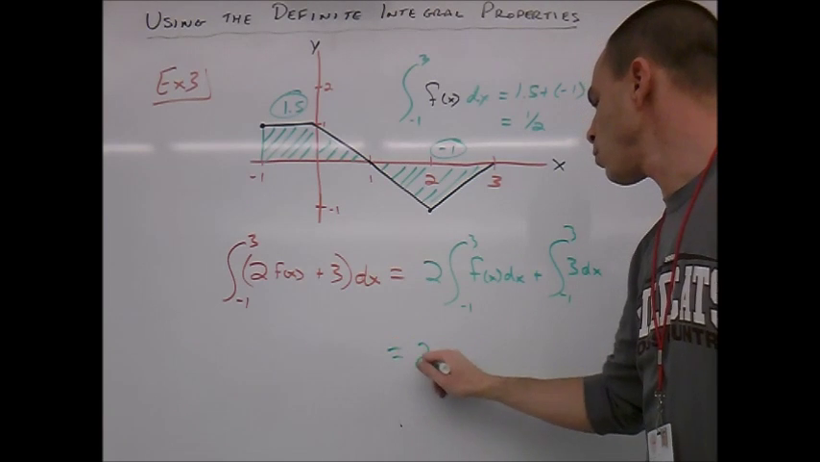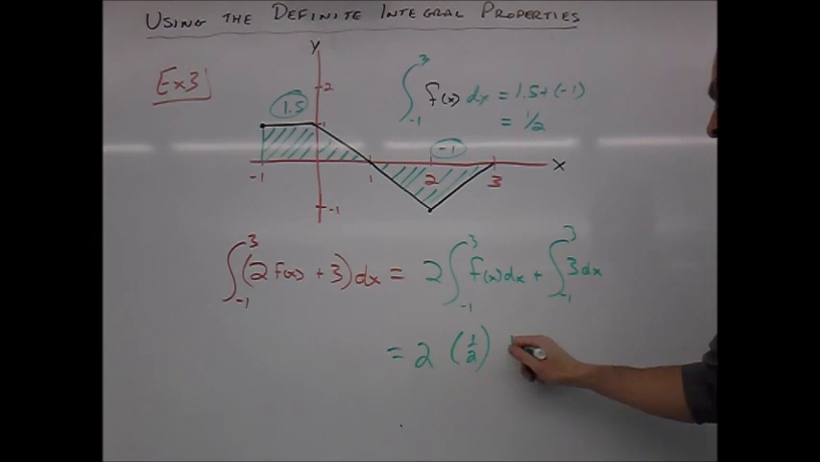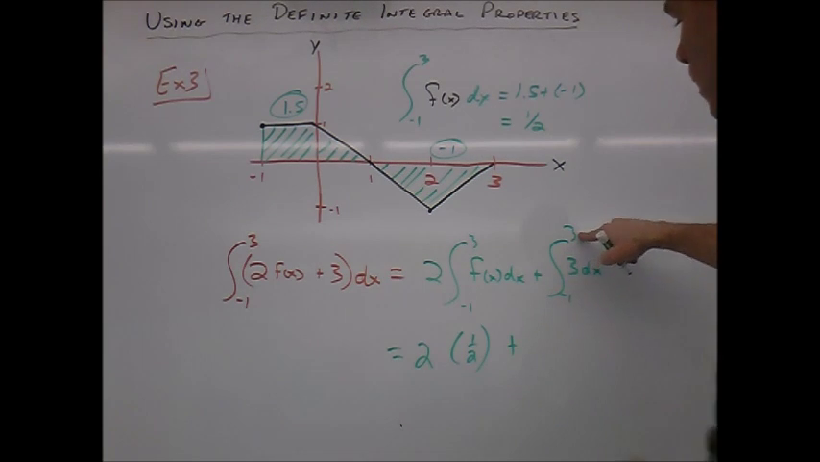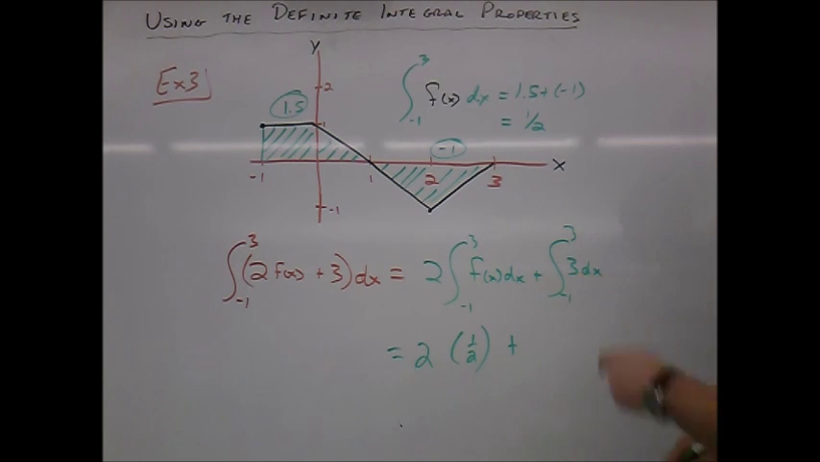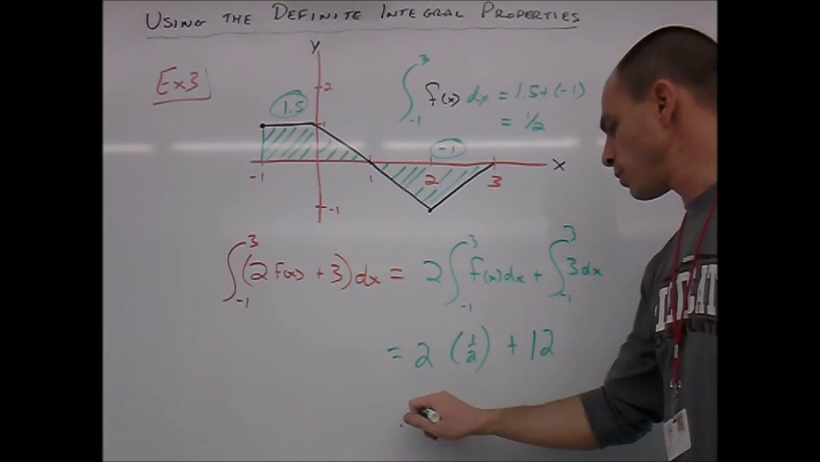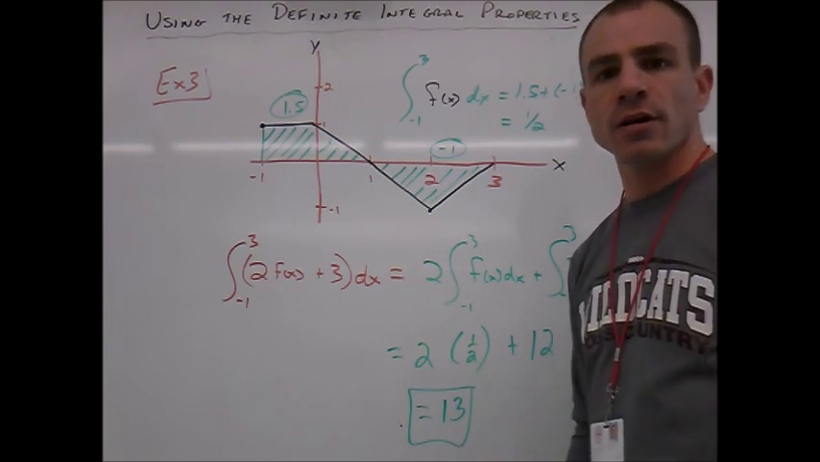So that means that we have twice 1/2 plus, and getting used to this, again, this is the integral of a constant, the difference of the bounds, 3 minus -1 is 4. So we have 4 times 3. 4 times 3 is 12. Twice 1/2 is 1. Plus 12 more gives us lucky number 13 as our answer.